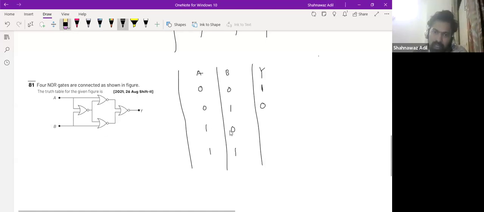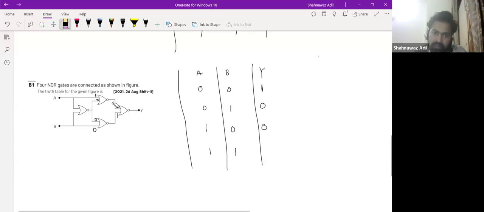Okay, let's do the next one. For 1, 0, A is 1, B is 0. So this is going 1, this is going 0. It is coming in here 1, and here 0. So 1 plus 0 is 1, and 1 bar is 0. So 0 is going here, 0 is going here. Now 1 plus 0 is 1 and then bar, so 0 is going here. 0 plus 0 is 0, bar 1, so 1 is coming here. So 1 plus 0 is 1 and then bar, so this is again 0.